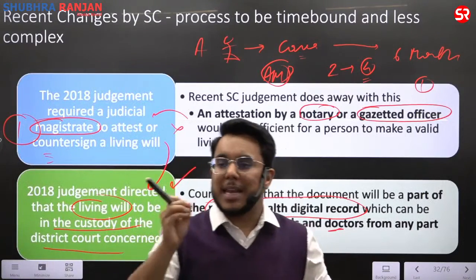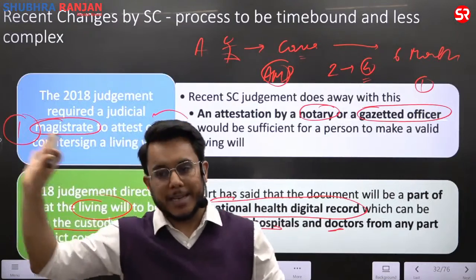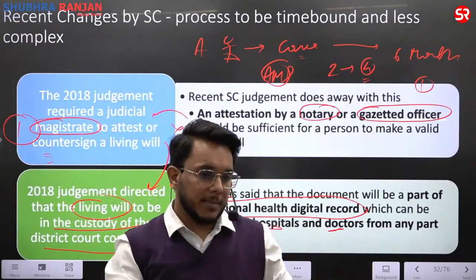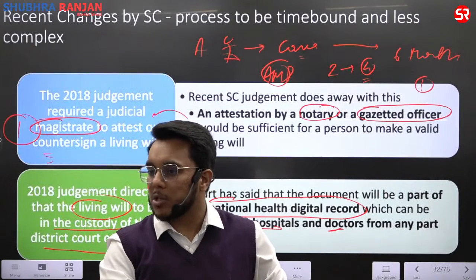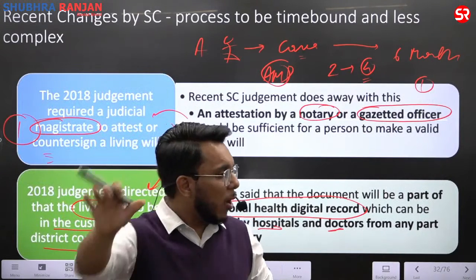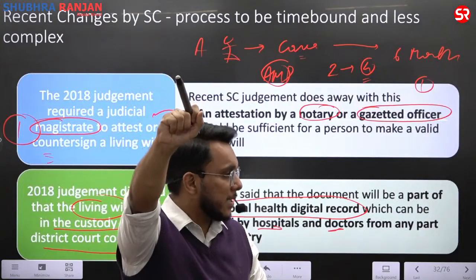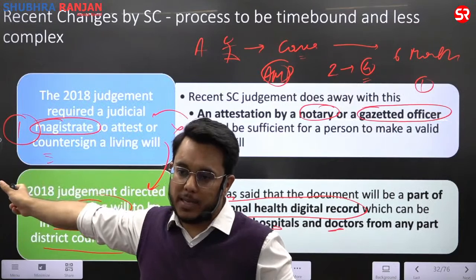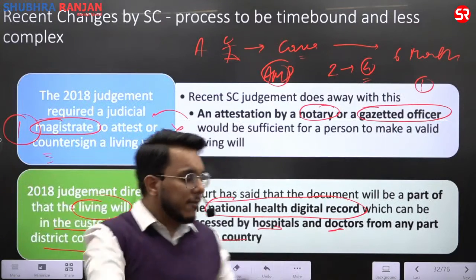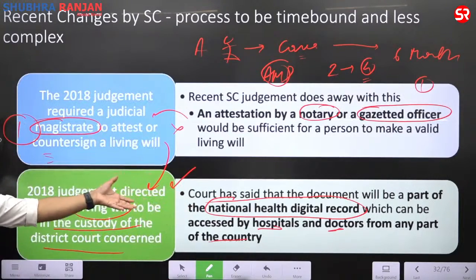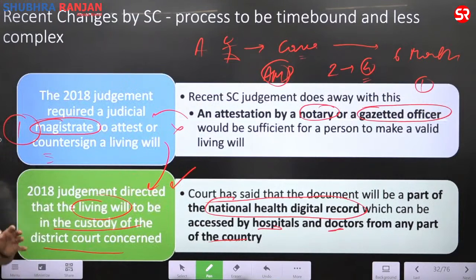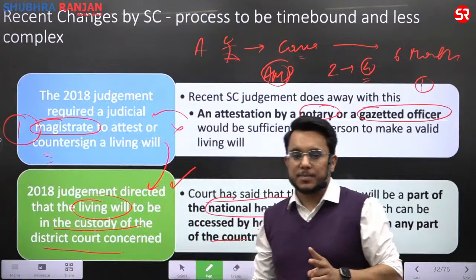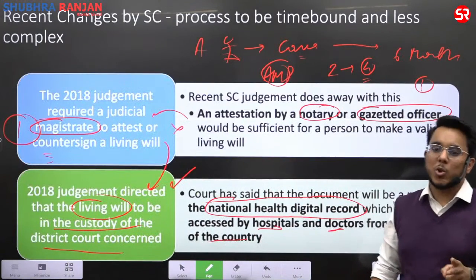Abhi samjho, living will, for example, got executed at Delhi. Now the person has been referred to, let's say, a hospital in Mumbai. And now that living will is to be executed, let's say, in Mumbai. So abhi wo hai kahan pe custody mein? Delhi mein hai. Clear or not? So therefore, now it will be the part of a national health digital record so that it can be retrieved. Samajh mein aa raha hai ya nahi aa raha? Both the steps are clear, yes or no?